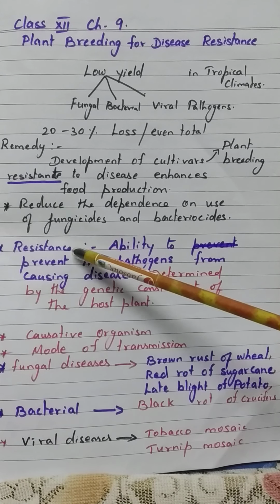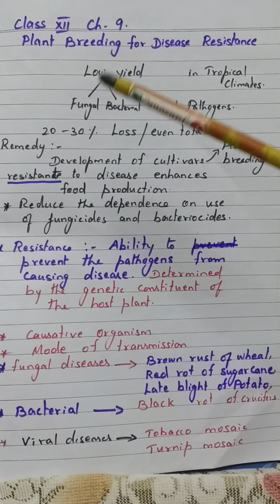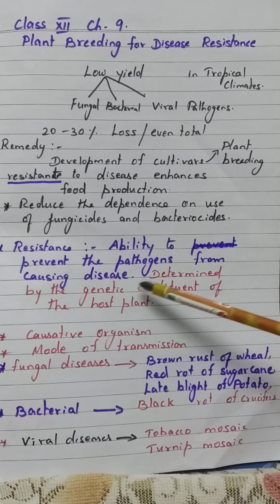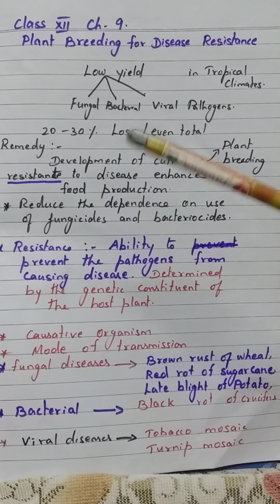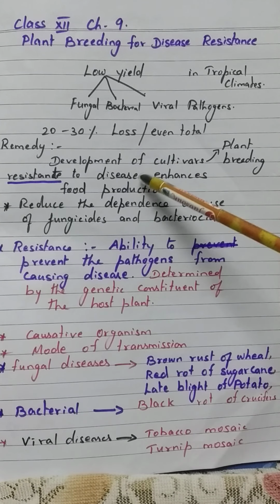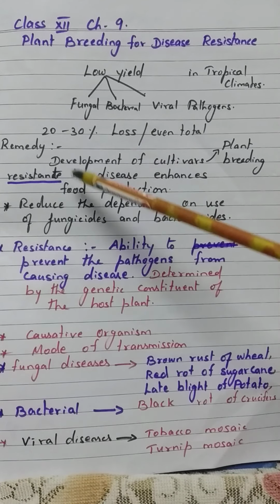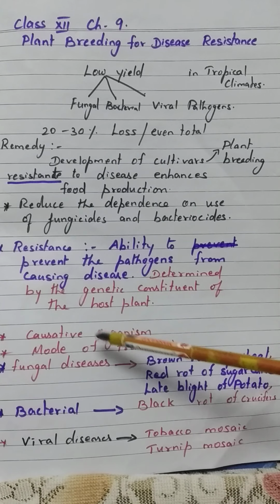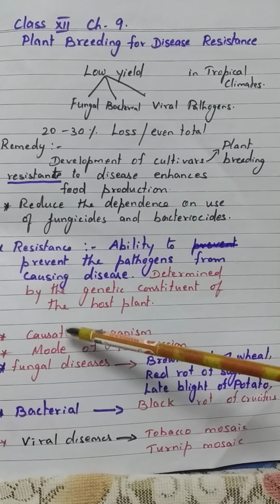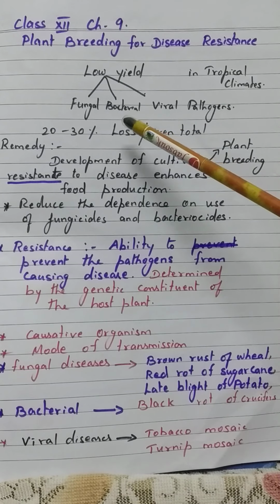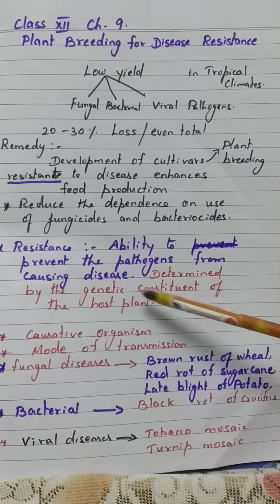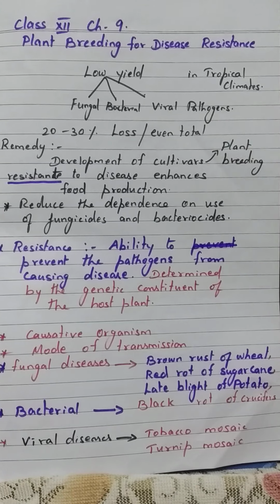This ability to prevent the pathogens from causing disease is determined by the genetic makeup of the host plant. And if we want to produce a hybrid that is resistant against disease, first we should know about the causative organism, the pathogen by which a disease is caused, and then we should have knowledge about the mode of transmission of the pathogen.